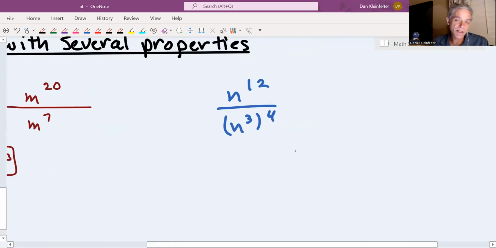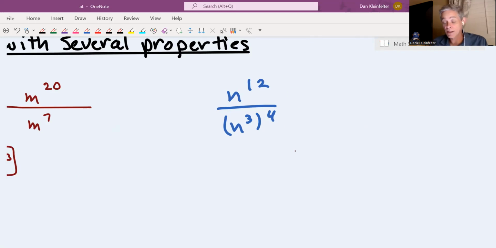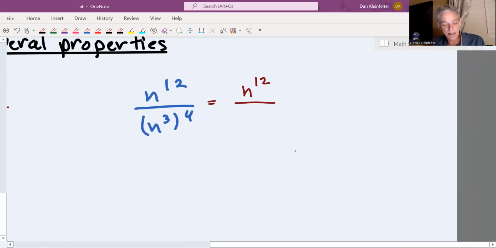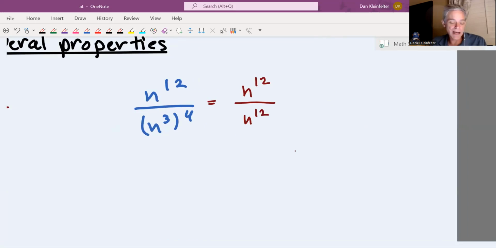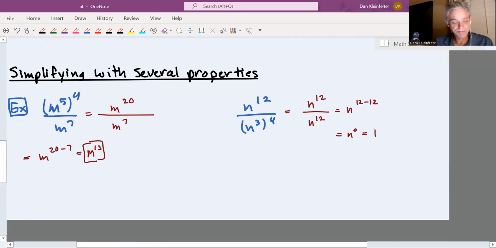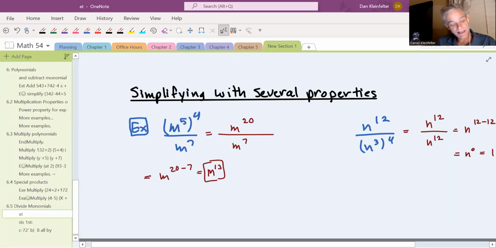Okay, n raised to the 12th power divided by n raised to the 3rd power raised to the 4th power. We're going to simplify the numerator's done. Let's simplify the denominator. Here we're raising a power to a power, so we're going to multiply exponents. Here, any number divided by itself is going to equal 1, but also just to practice with our exponent rule, that'll give us n raised to the 0th power, which again is 1. Okay, more examples to come next.